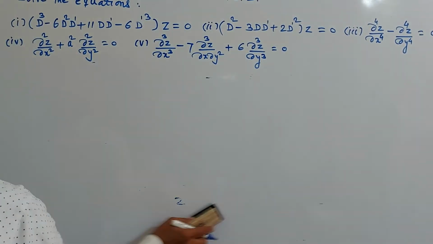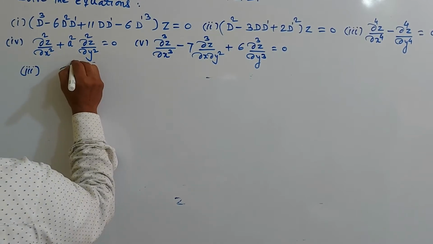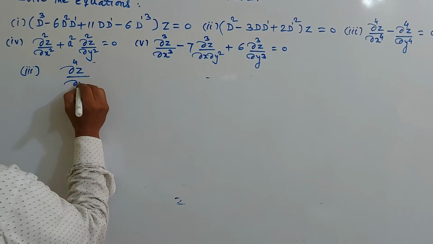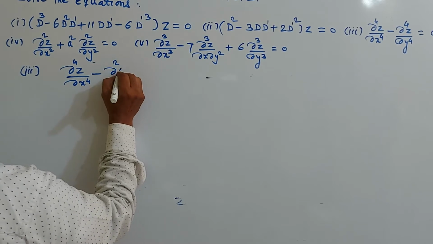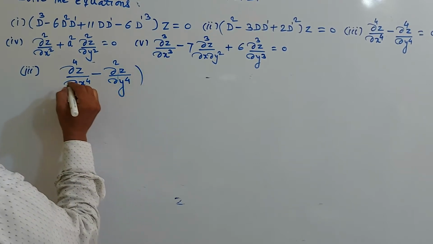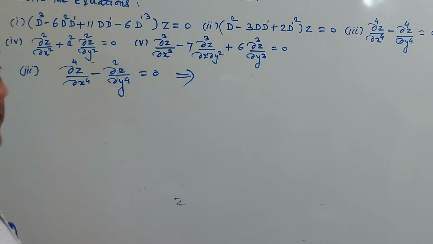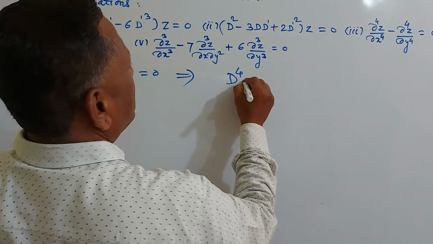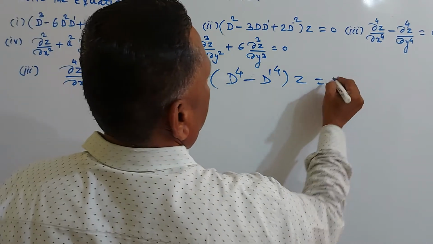So what is third? Solution of third. Third is ∂⁴z/∂x⁴ minus ∂⁴z/∂y⁴ is equal to 0. So this equation can be written in symbolic form: (D⁴ minus D'⁴) operated on z is equal to 0.